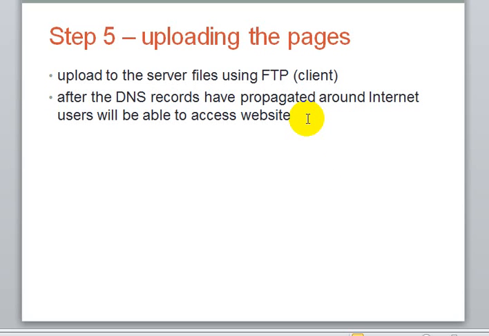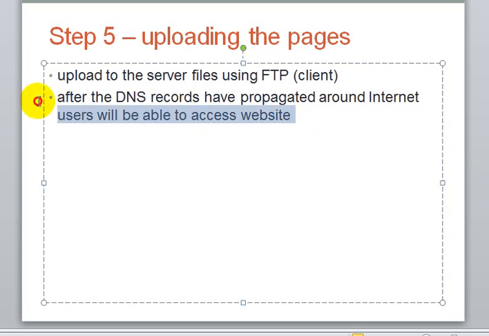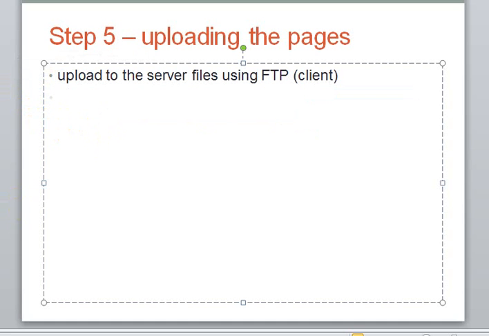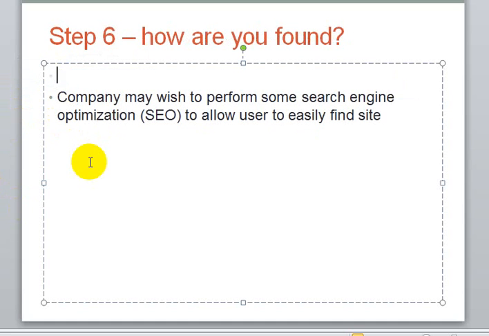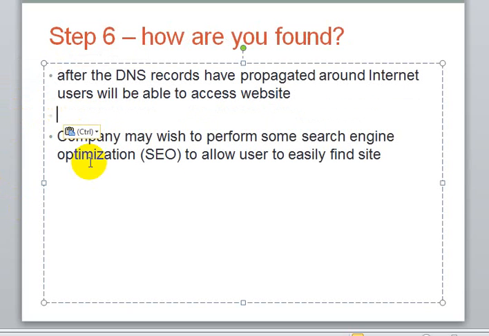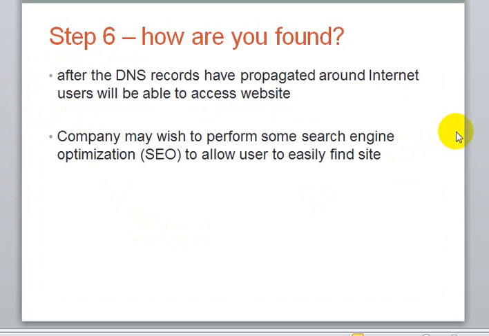I've actually made that part of step 6, so I'm going to cut that out of there now, because I've decided there is going to be a 6th step, and that is getting DNS records propagated around the internet. But you, as a web developer or as a company owner of that website, may wish to perform search engine optimization, SEO, to allow users to easily find your site. And that can be increasing the keywords in the meta tags and all the tagged information per page, and of course making sure your content is written well, so that search engines can find you.